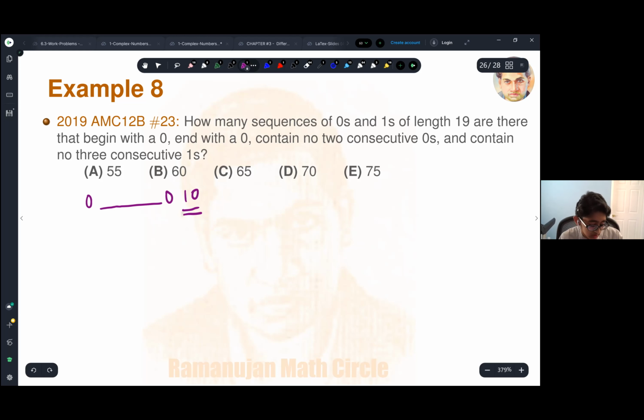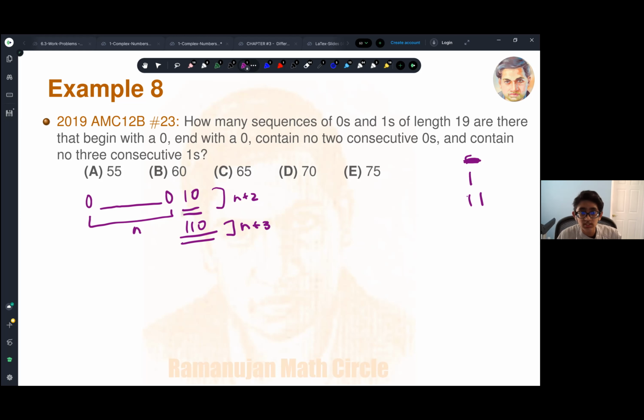So it would still end in a 0, start with a 0, and it would also have no 3 1s and no 2 0s. I can also add 1 1 0, because you can have up to 2 1s next to each other. So you can have either no 1 or 1 1. If you do that, then you have 2 new sequences. And if this is of length n, then this is of length n plus 2, and this is of length n plus 3.